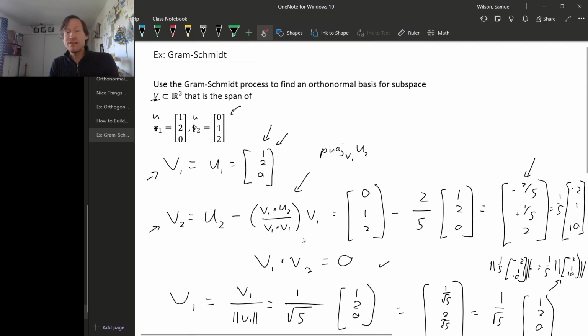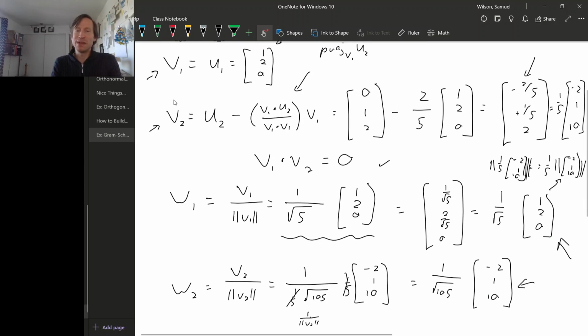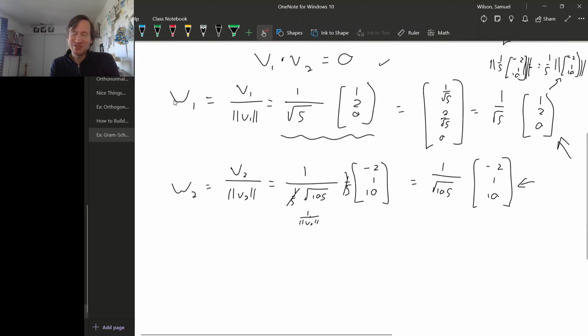Now, because of how we computed it, it's guaranteed to have the same span as these vectors that we started with. So it is a basis for V. The only question is, is it an orthonormal basis? Now it should be because we used the Gram-Schmidt process, but let's just make sure.